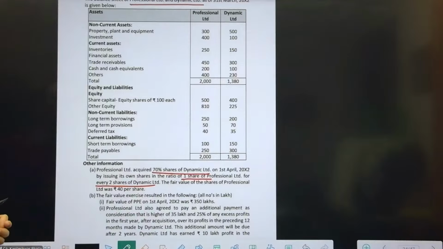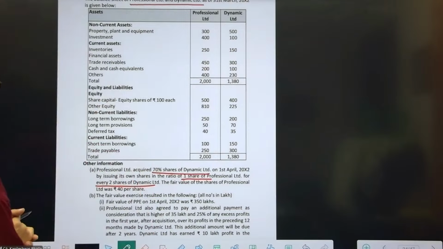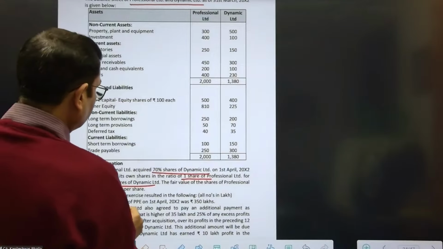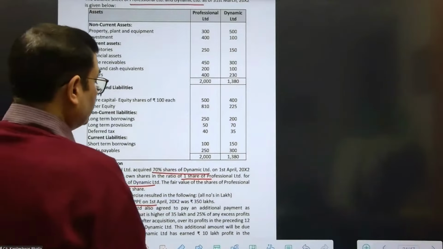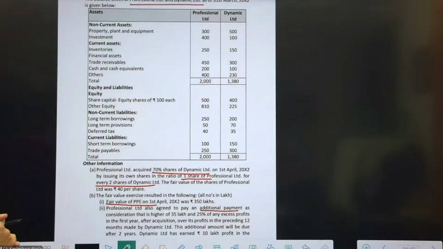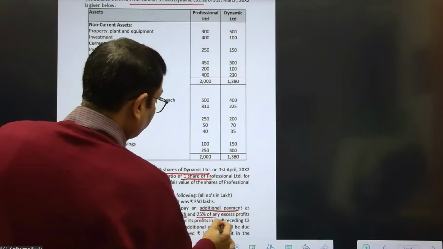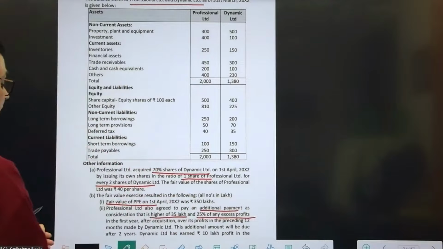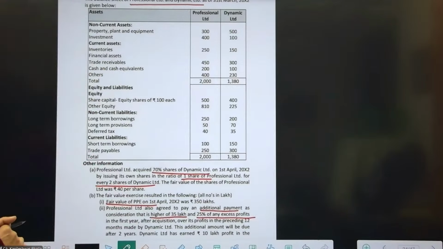The fair value of the shares of Professional is 40 rupees per share. The fair value exercise resulted in the following. The fair value of PPE is 350 lakhs. Professional also agreed to pay an additional payment as a consideration that is higher of 35 lakhs and 25% of any excess profits in the first year after acquisition over its profits in the preceding 12 months by Dynamic.